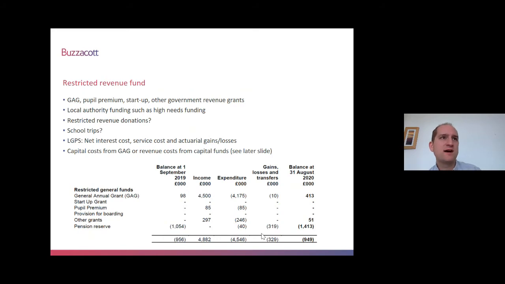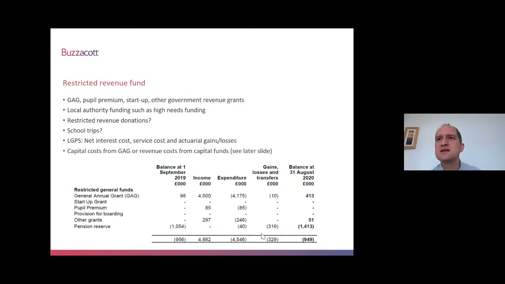So if you've one with £5,000 and you bought something for £3,000 and didn't capitalise it, but you bought it out of your devolved formula capital, you might need to do a transfer to then reimburse the other fund that you purchased it out of. So you might have allocated it to GAG and you might be reimbursing your GAG for that.